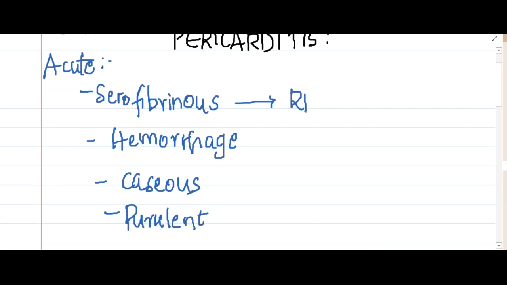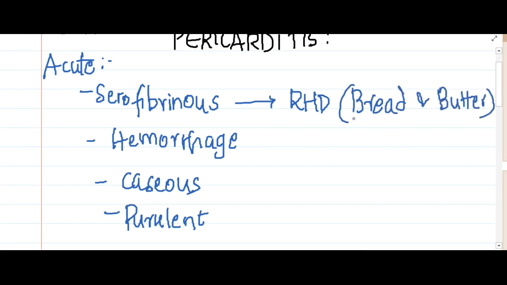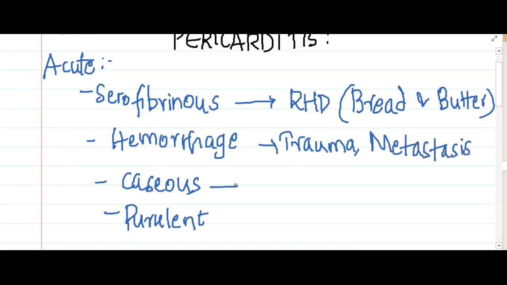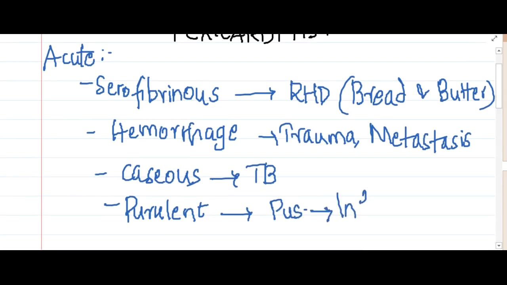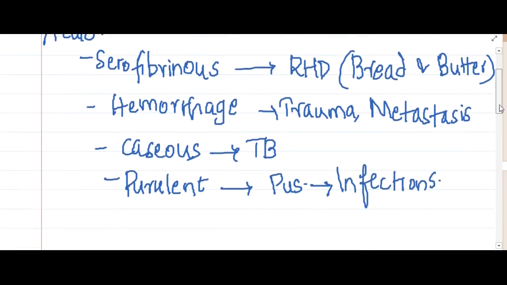Serofibrinous pericarditis is associated with rheumatic heart disease, which shows a bread and butter appearance. Hemorrhagic pericarditis occurs whenever there is trauma or metastasis. Caseous pericarditis occurs due to tuberculosis, whereas purulent pericarditis, where there is pus accumulation, mainly occurs in purulent infections. These are the acute pericarditis.